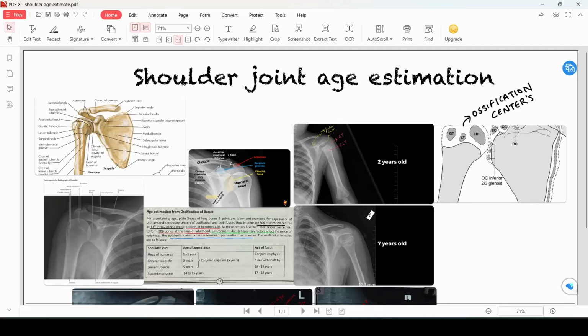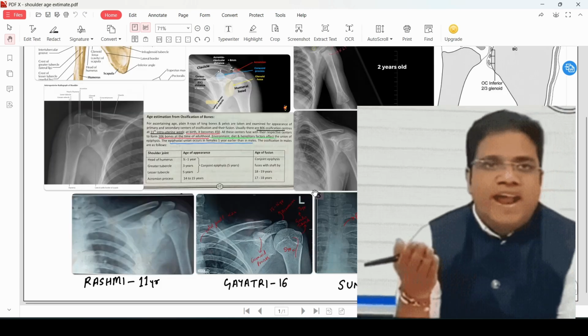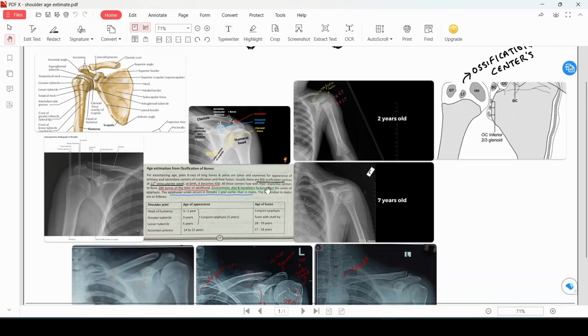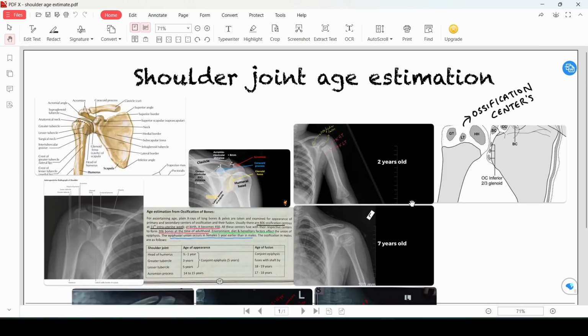Shoulder joint age estimation. Now, the motive of this video is to just somehow pass the practicals. In university practicals, the professors expect basic points and a basic understanding of what's happening. So I'll be giving you some jugadu concepts to make sure we pass. This is the entire note for today's discussion.